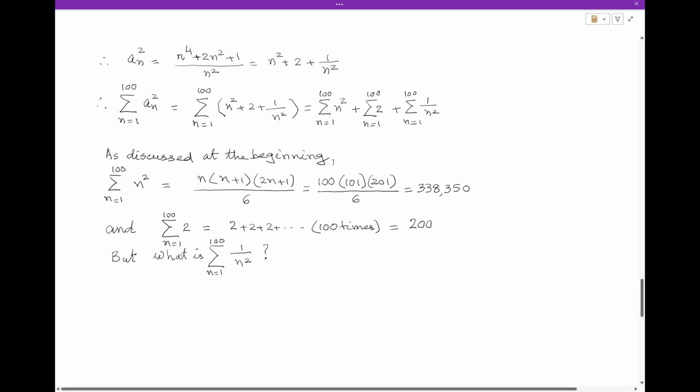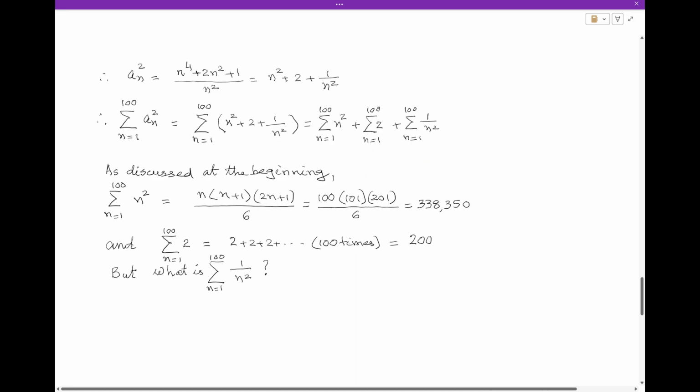As discussed at the beginning, summation of n squared is equal to n multiplied by n plus 1 multiplied by 2n plus 1 divided by 6, and in this case the summation is from 1 to n, which is 100, so this becomes 100 multiplied by 101 multiplied by 201 divided by 6, and if you do the multiplication, the value comes out to be 338,350.